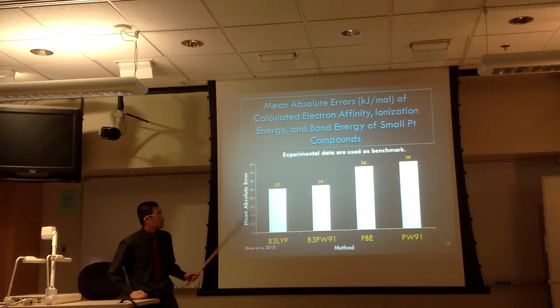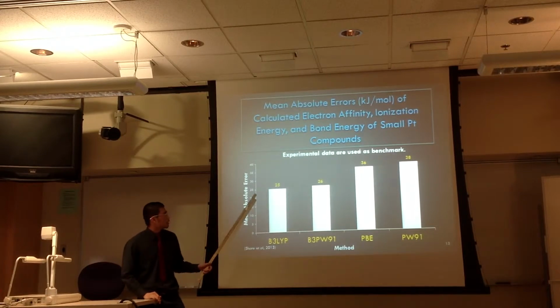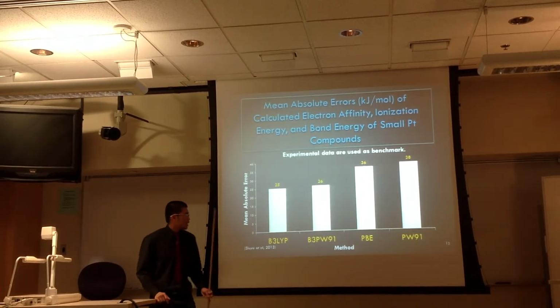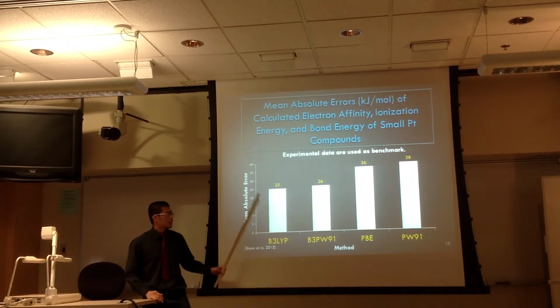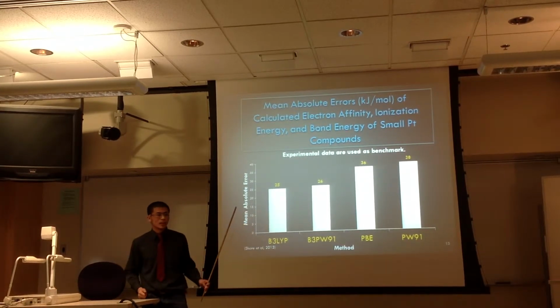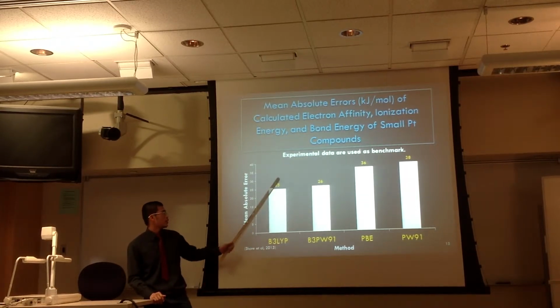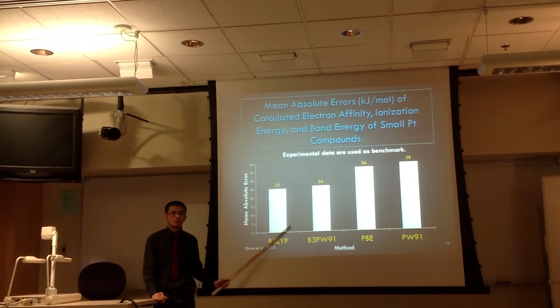So after they construct the table, they get the mean absolute error, and they make a graph to compare and see which one gets the lowest error. And they see that B3LYP has the lowest error, which is the most reliable to use to calculate the data.